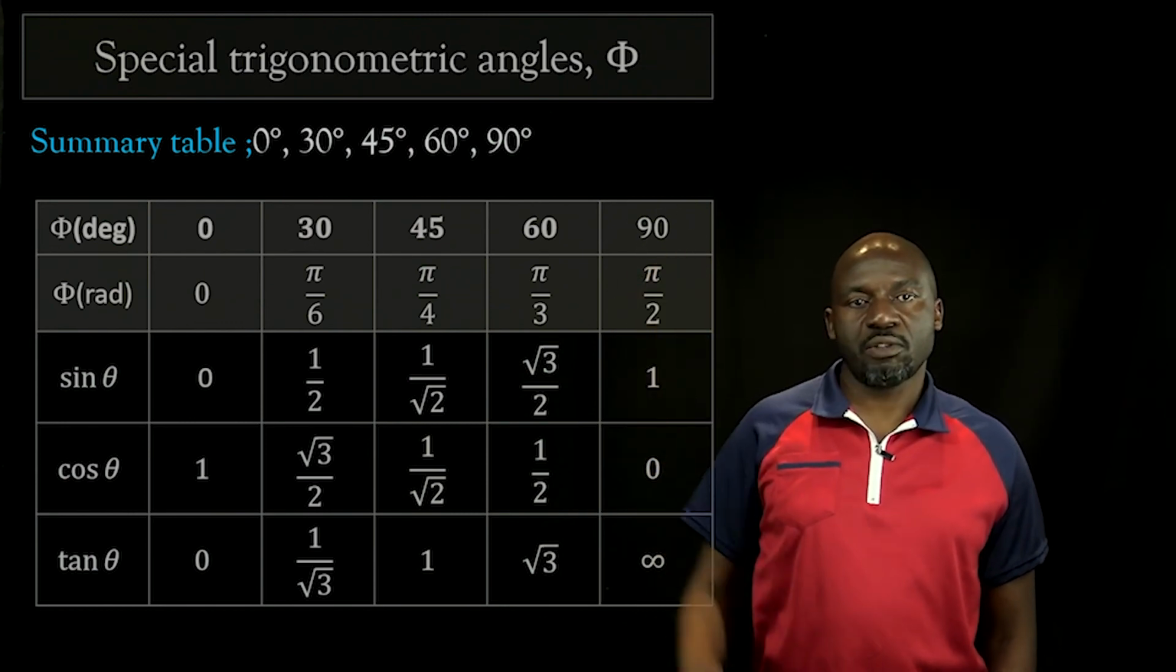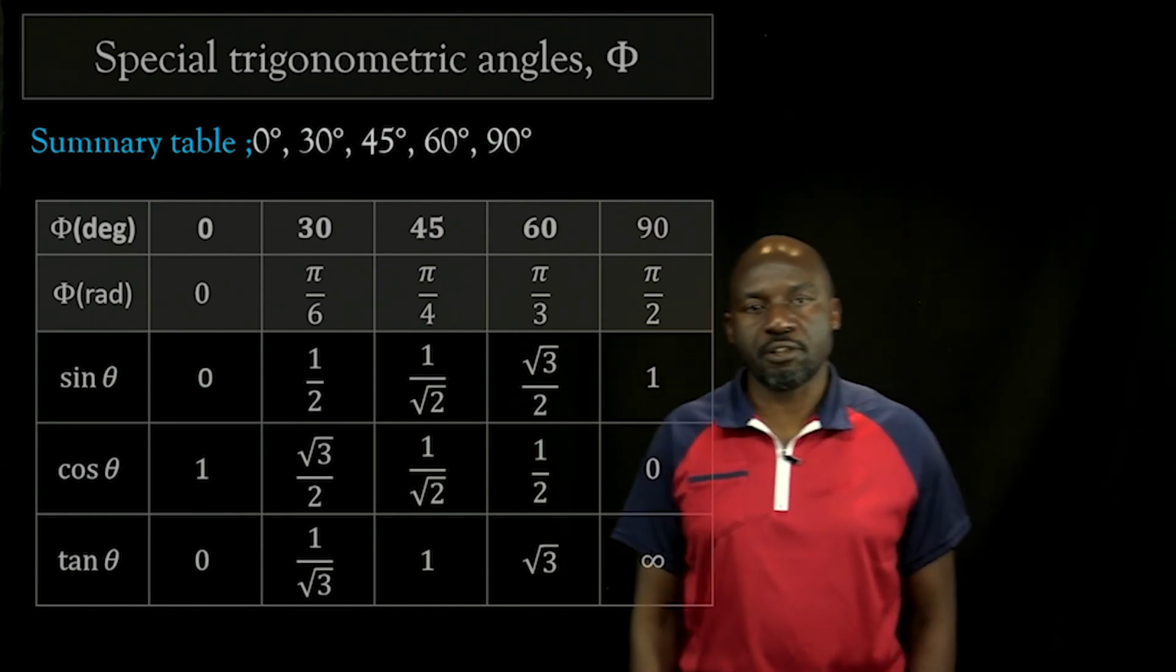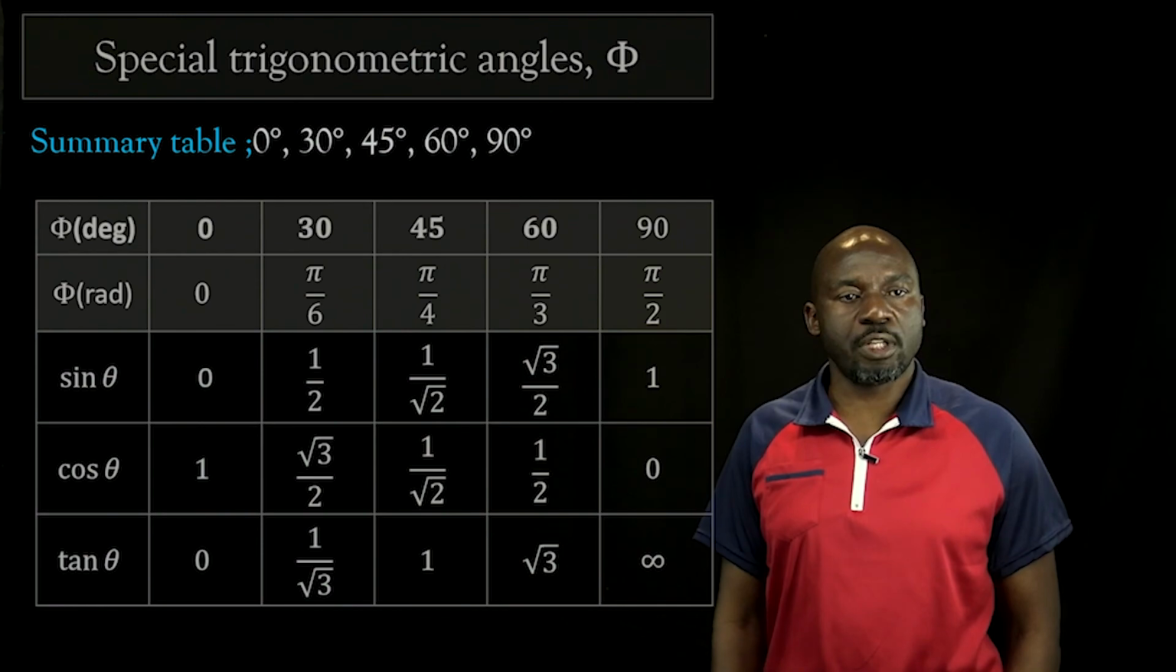So we will see how to determine the trigonometric ratios for angles that are greater than 90 degrees. Okay, so see you shortly in the next video.